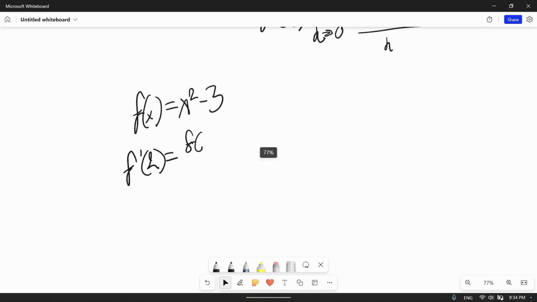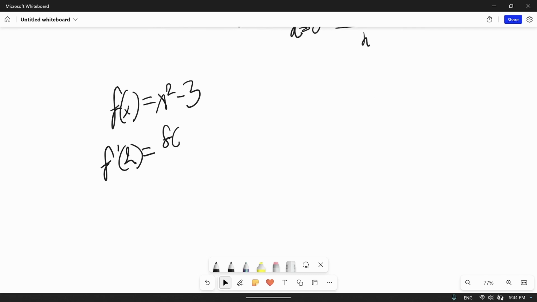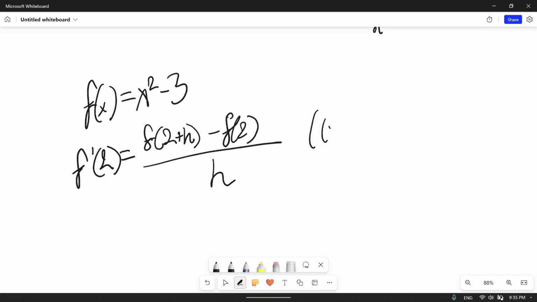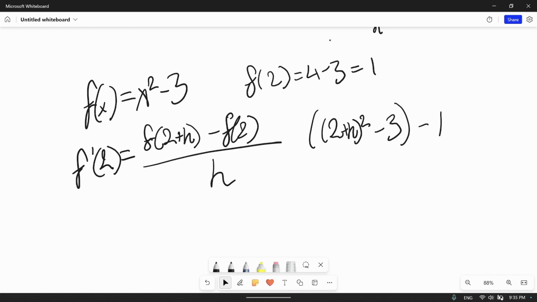Since 2 is the x naught value here, you're going to want to plug this in. So 2 plus h minus f of 2 over h. We're going to have to actually plug this in. So it's going to be 2 plus h squared minus 3 minus just 1, because f of 2 is just equal to 4 minus 3, which is equal to 1.